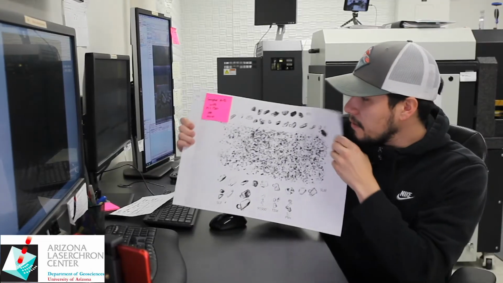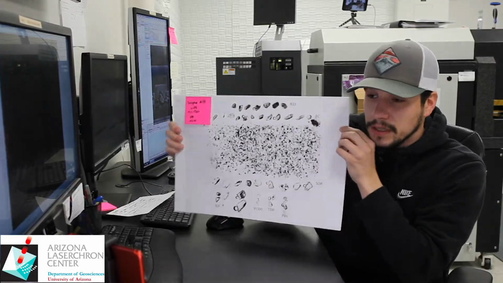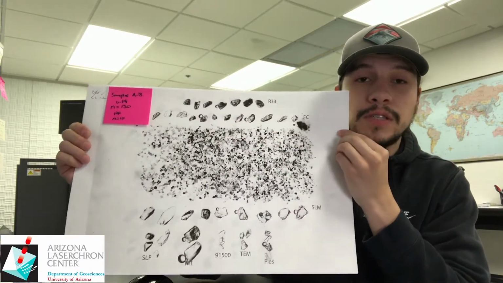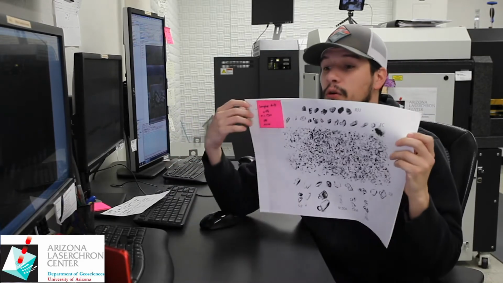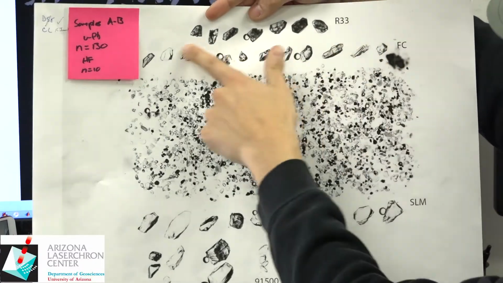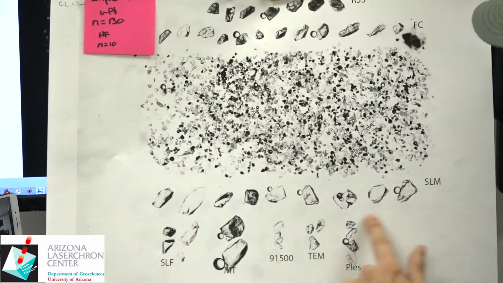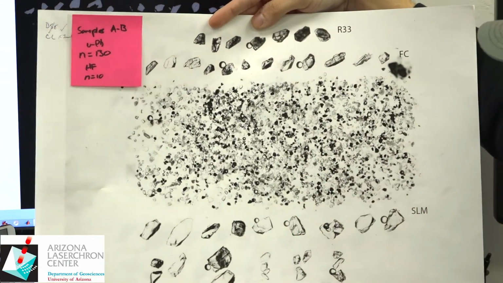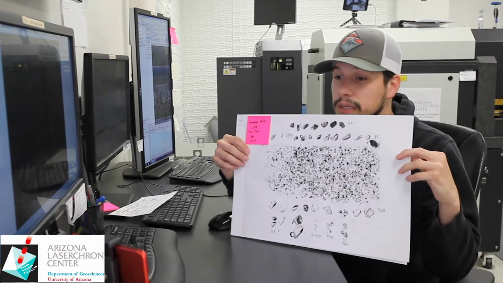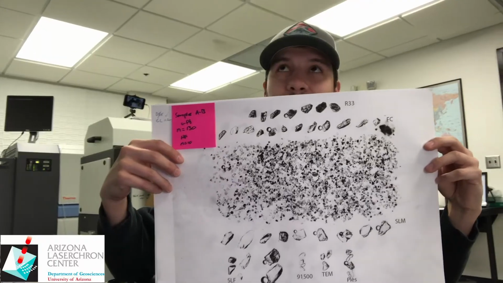You'll see that we have all of the standards labeled. The reflected light is used just to give you a map for where the standard's at. For uranium lead, you'll only be using R33, FC, and SLM. All of your unknowns will be poured into a large rectangle in the middle. If it's a detrital, for igneous, they'll be hand-picked, about 60 grains.